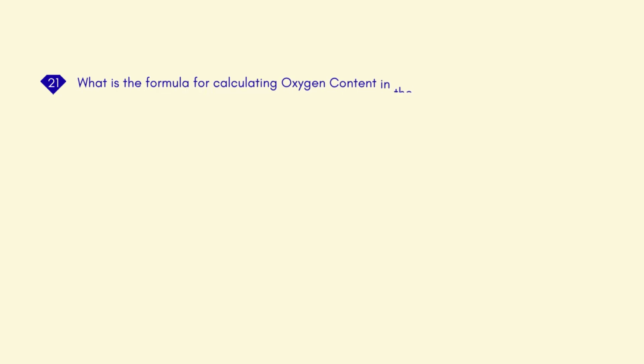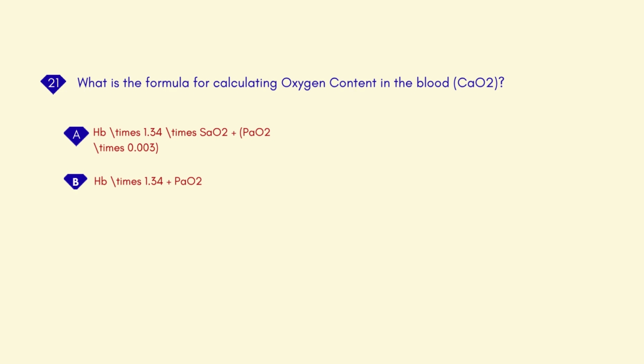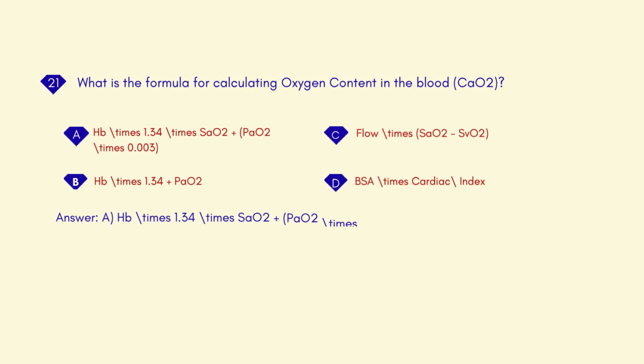What is the formula for calculating oxygen content in the blood, CaO2? A. Hb times 1.34 times SaO2 plus PaO2 times 0.003. B. Hb times 1.34 plus PaO2. C. Flow times SaO2 SvO2. D. BSA times cardiac index. Answer: A. Hb times 1.34 times SaO2 plus PaO2 times 0.003.